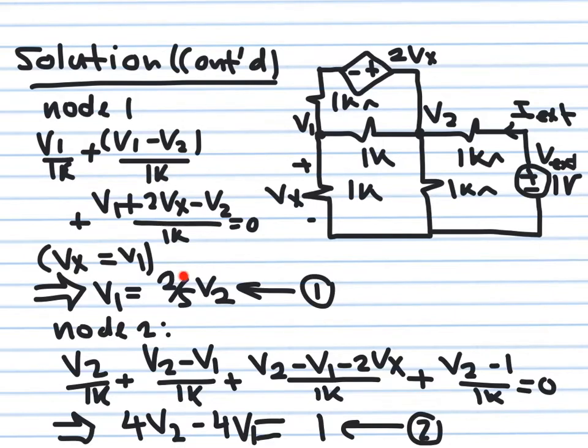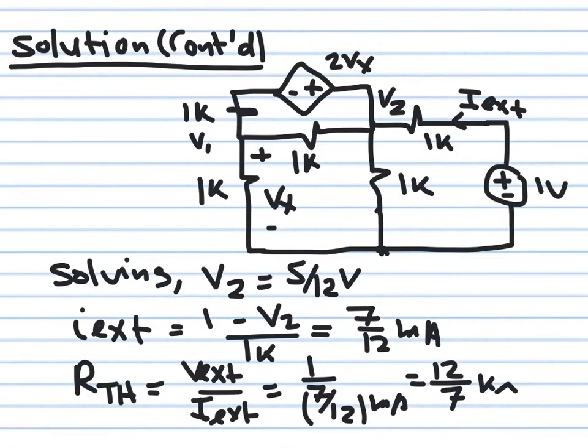So now we have two equations and two unknowns, V1 and V2. I can solve them and get V1 and V2. If you did this solution, you'll get that V2 is equal to 5 over 12 volts. I really need only V2 to be able to calculate the external current, the current being drawn from this external 1 volt source. If this is 5 over 12 and this is 1 volt, then the current flowing here is 1 minus 5 over 12 divided by 1K. This will give you 7 over 12 milliampere. Then the Thevenin resistance seen by this circuit is 1 volt divided by 7 over 12 milliampere.